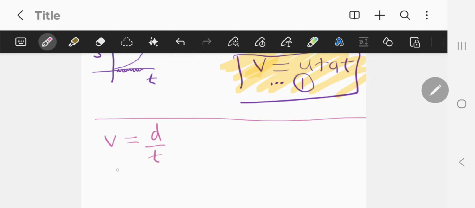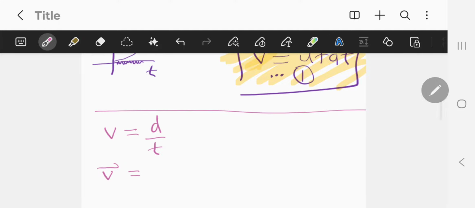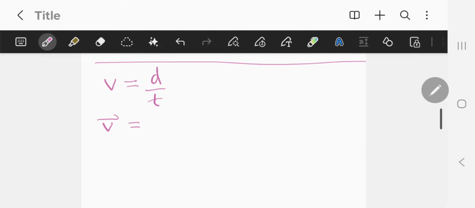Now, velocity is speed with an arrow on top, with a direction. That's why I put a vector there, an arrow. It's displacement s over time. And I should say here, average velocity.